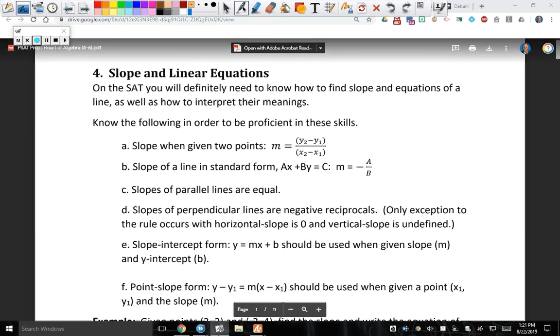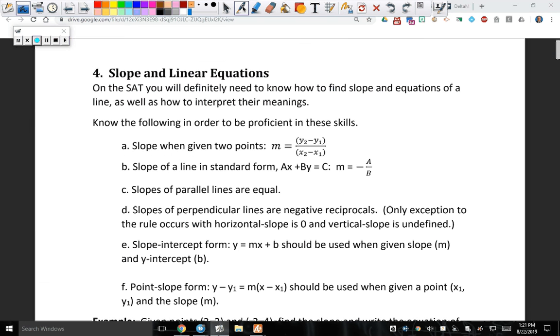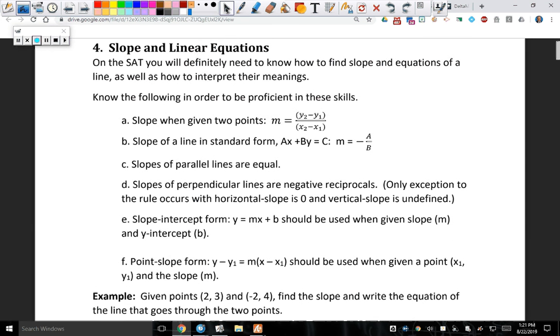Alright, we're going to start day 2 of PSAT with slope and linear equations. Now, it's not for you to learn from scratch. It's for you to refine what you know and maybe change it a little bit and learn it maybe a different way so you can go for speed.